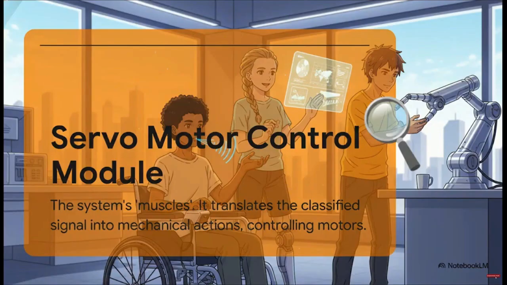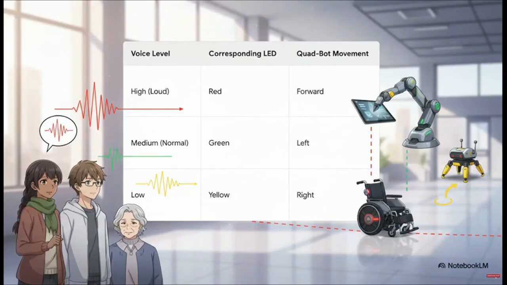Then, in the case of a wheelchair, we will need servo motor control. So we will have a servo motor control module, which will allow us to control several motors, DC motors or servo motors. So this is the classification part. Initially we tested our command system using LEDs, and then we went for the quad movement, where we had forward movement, left movement, and right movement.